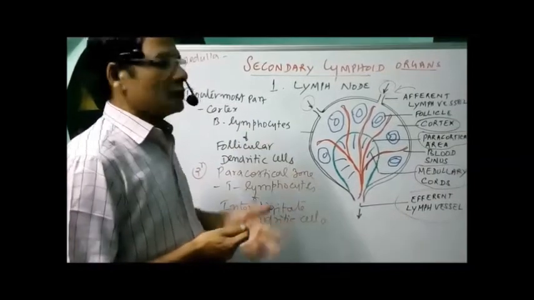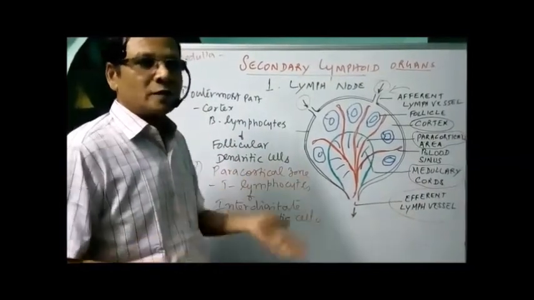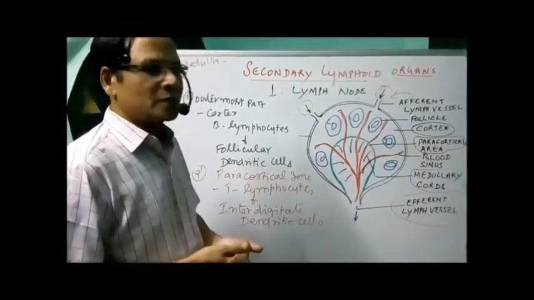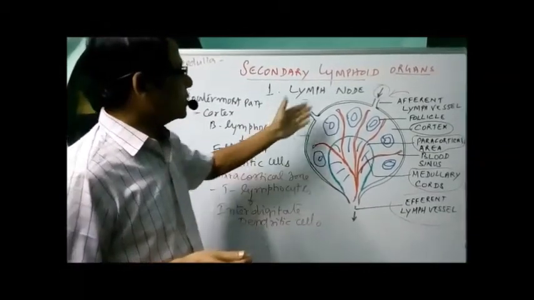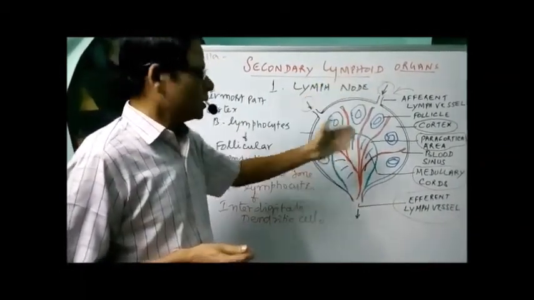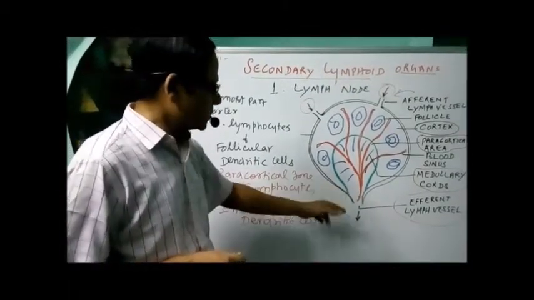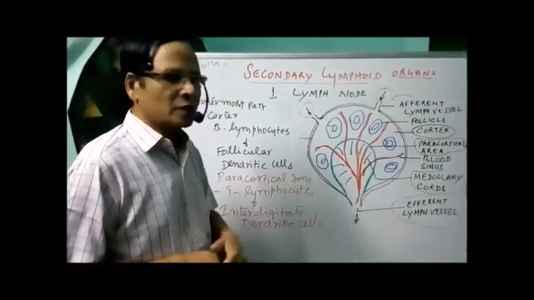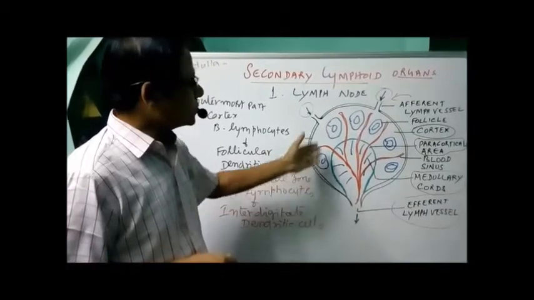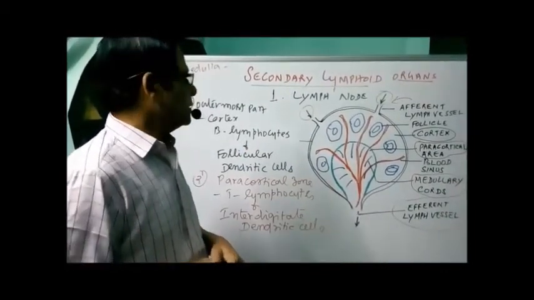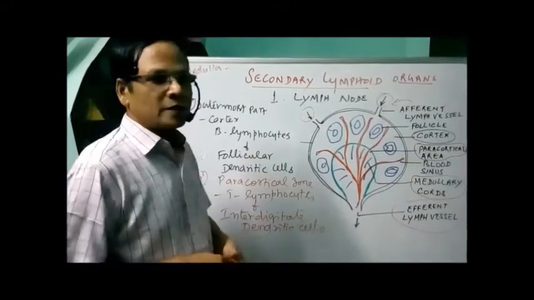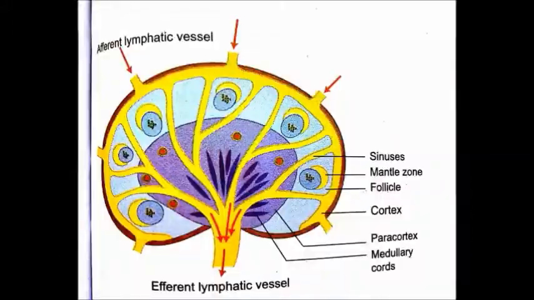The first one, the lymph node, is present all along the length of the lymphatic system, connected with one another through the lymph vessels. We have the incoming vessels through which the lymph enters. There is an outgoing vessel called the efferent lymph vessel. The lymph nodes are also provided with blood vessels, both artery and vein. Now let us go to the next secondary lymphoid organ.